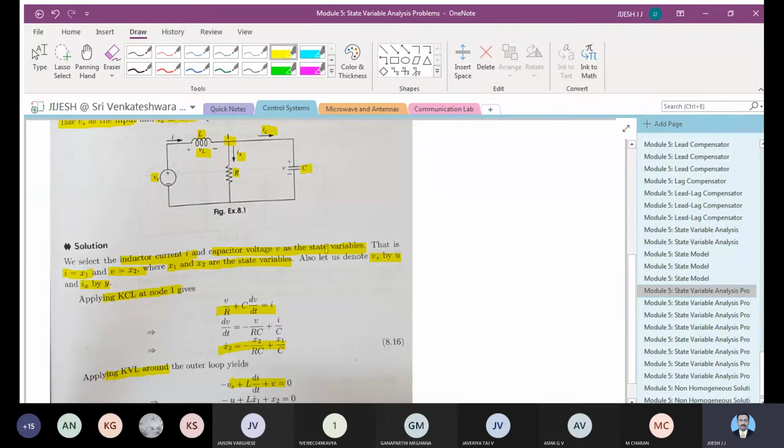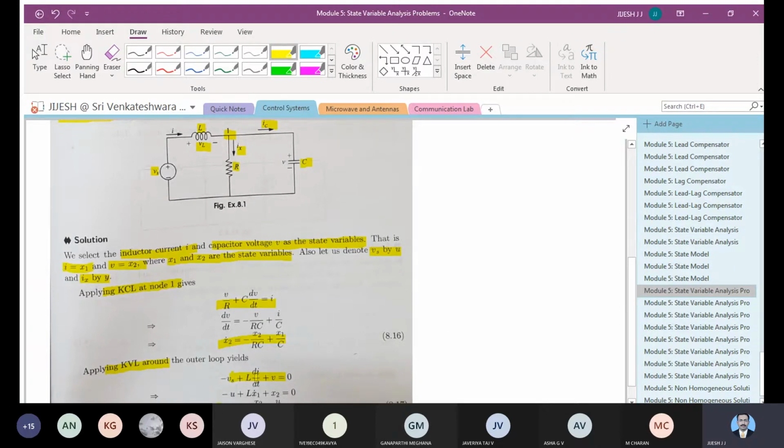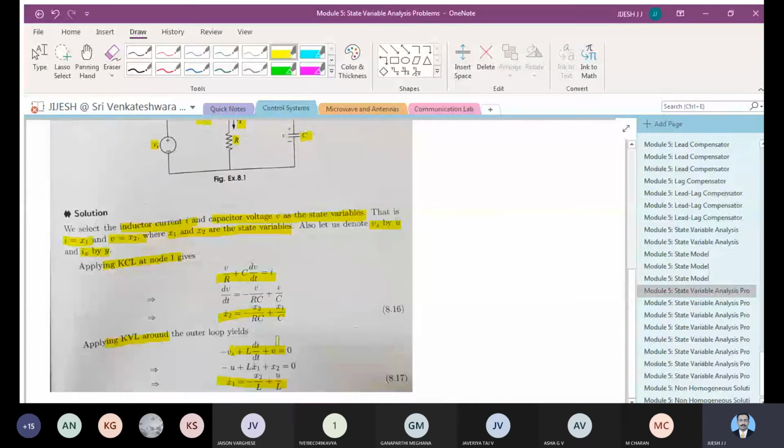So what is Vs? Vs is equal to U. So I have replaced Vs as U. And what is I? I is equal to x1. Differentiation of that, di by dt, will give me x1 dot. Okay, and what is V? V is x2, so I can replace it as x2. So finally I can write the equation as x1 dot is equal to minus x2 divided by L plus U by L. So by using the KVL and KCL equations, you will get these equations in terms of x1 dot and x2 dot.